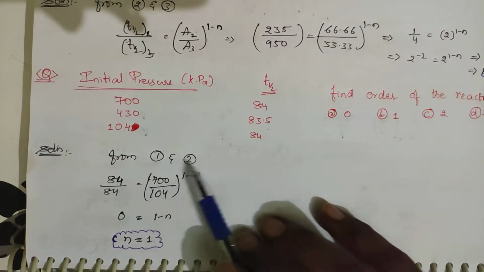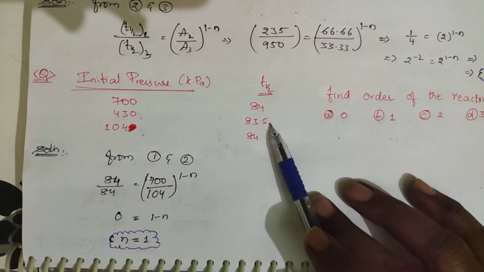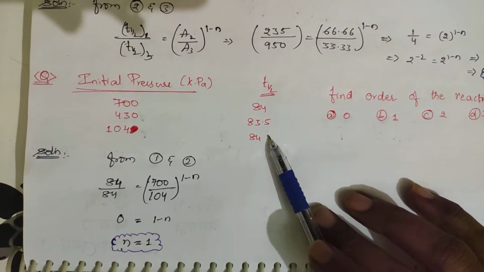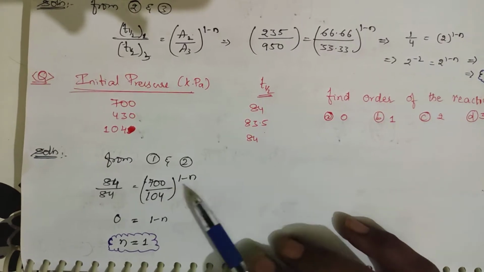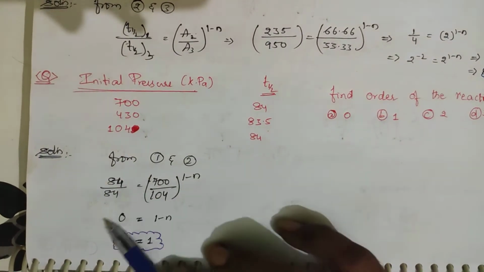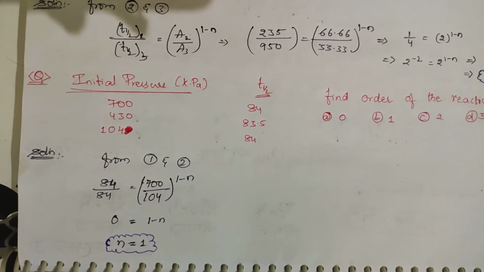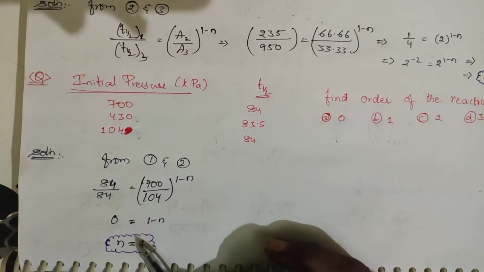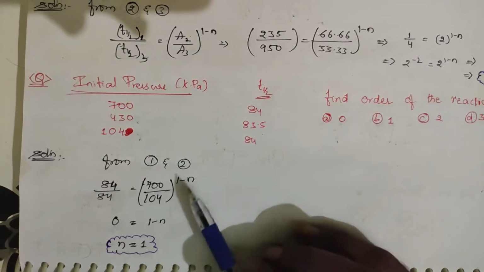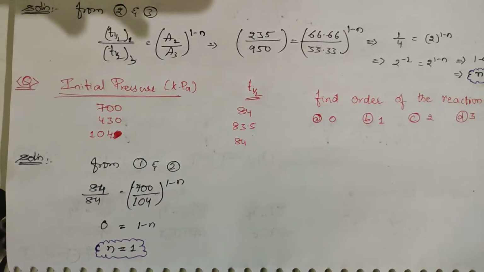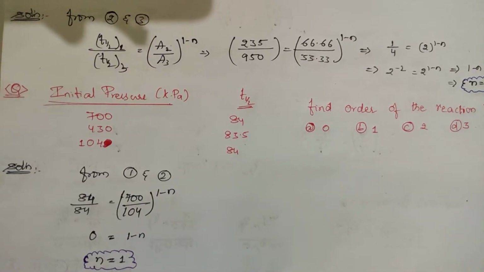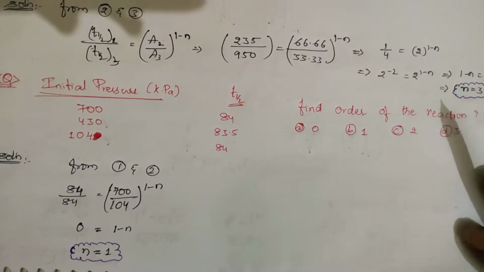So from 1 and 2, if you take, see this is 84, 84, right? Same, approximately it is a very close value. 700 by 104, whole power 1 minus n. It will be 0 because you will be getting 1 itself here. Anything to the power 0 is equal to 1, right? So that power will be equal to 0. 1 minus n equals 0, so n will be equal to 1, first order. So whatever information he has mentioned, it comes under the first order reaction.